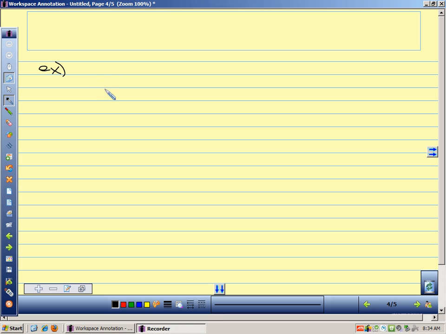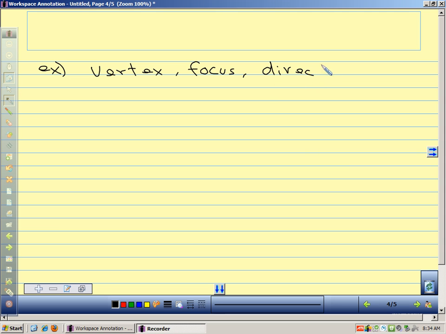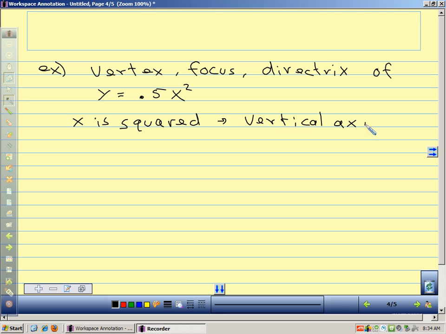So for our first example, we want the vertex, the focus, and the directrix of y equals 0.5 x squared. So first off, I see that x is squared. So that tells me right away that I have a vertical axis. And when we're looking for the vertex, the focus, and the directrix, we need our equation in standard form.